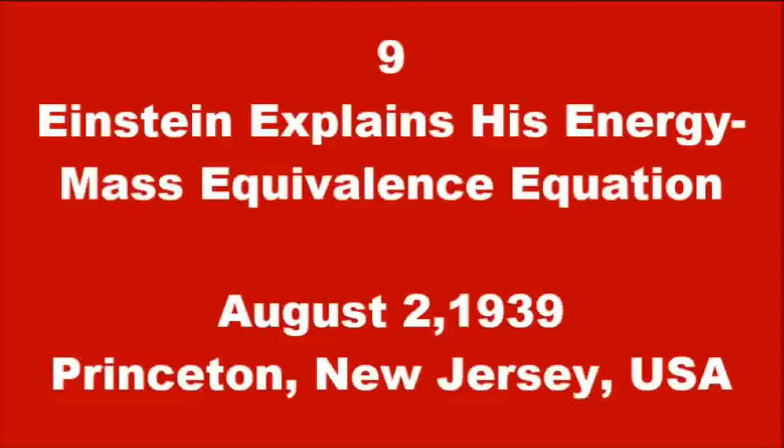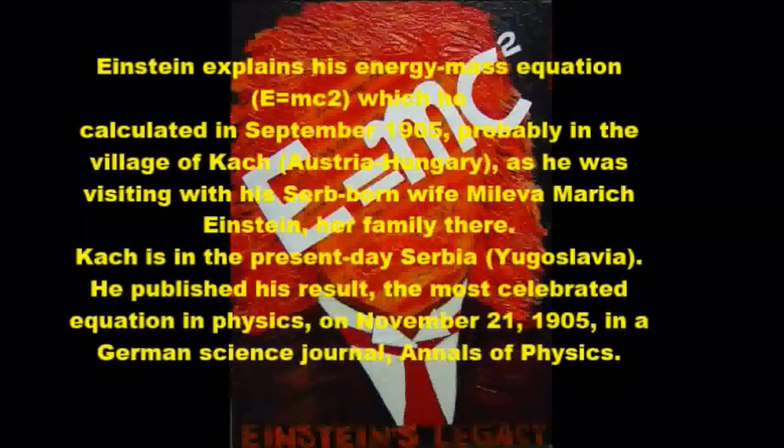Einstein explains his energy-mass-equivalence equation. August 2, 1939. Princeton, New Jersey, USA. Einstein explains his energy-mass equation, E=mc², which he calculated in September 1905, probably in the village of Kach, as he was visiting with his Serb-born wife Mileva Marić Einstein, her family there. Kach is in the present-day Serbia, Yugoslavia.